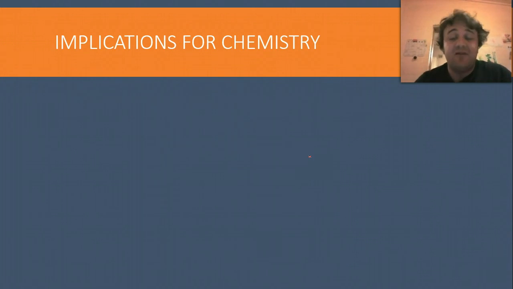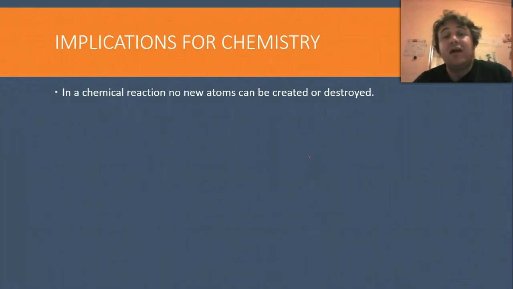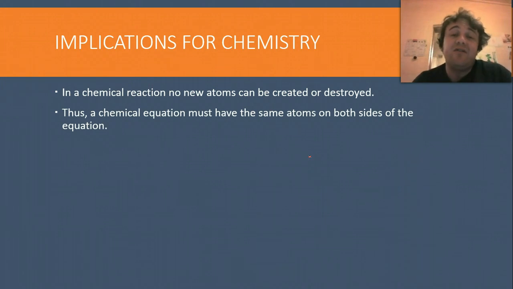So what are the implications for chemistry? Well, in a chemical reaction, no new atoms can be created or destroyed. So what does this mean? A chemical equation must have the same atoms on both sides of the equation. So let's look at an example here.